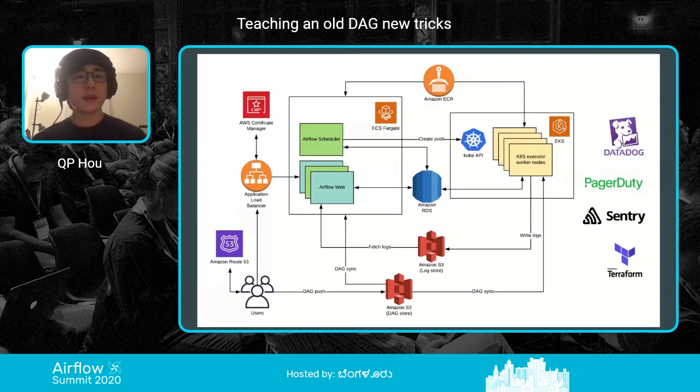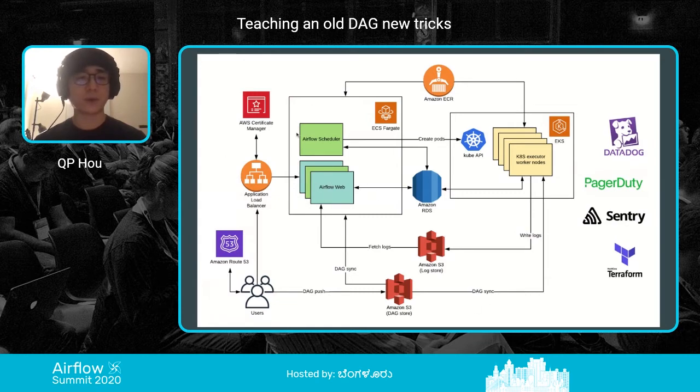So this is a quick overview of what it looks like in AWS. There are a lot of services and diagrams. Don't be overwhelmed by this. I will go into details on some of those icons. But the main thing that you want to focus on is the Airflow components.